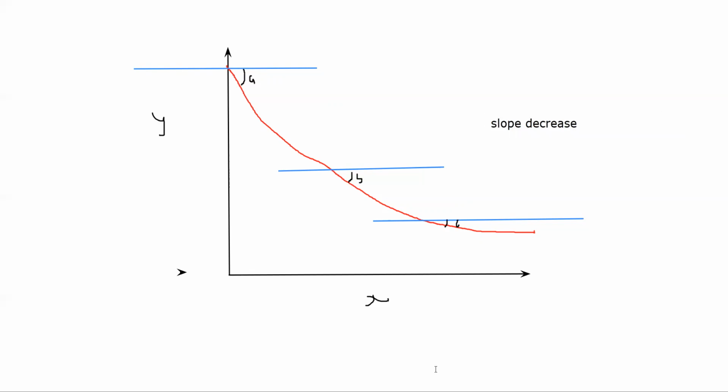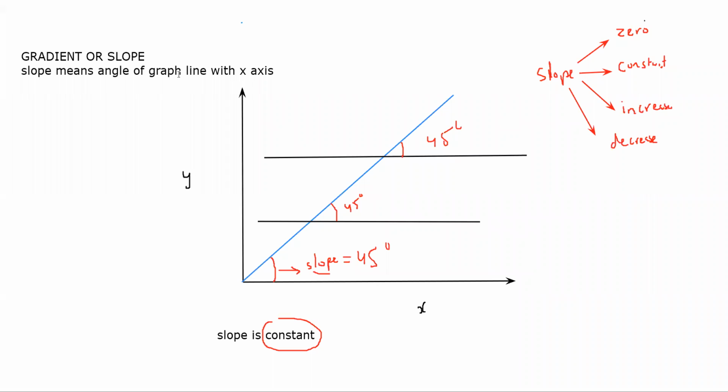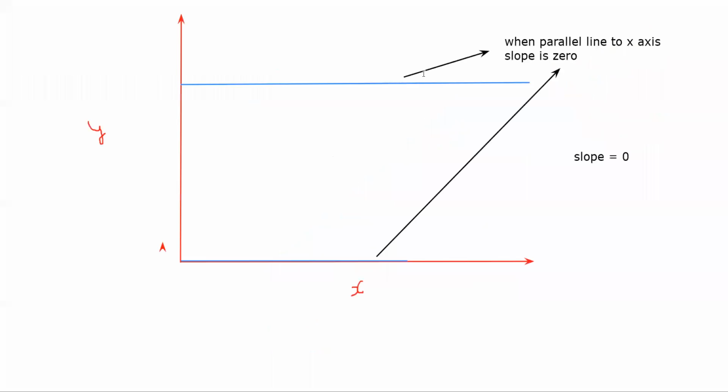I will repeat again. Look, we started with the concept of a slope. What is slope? Slope means the angle which the line is making with the x-axis. If the angle is not changing with the x-axis, it means the slope is constant. If the line is not making any angle, if it is parallel, it means the slope is 0.